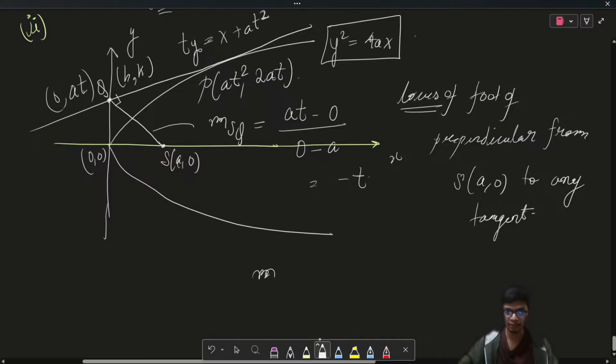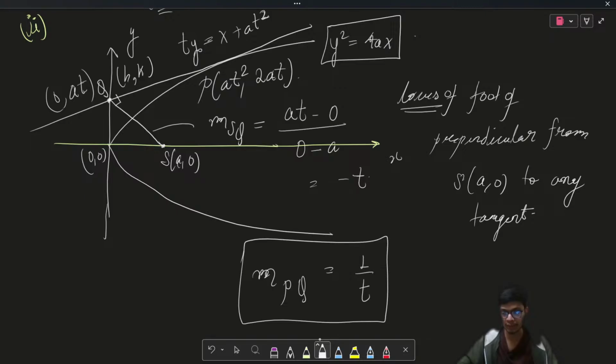In the similar manner, the slope of the tangent, that is PQ, since it is a perpendicular line, is going to be equal to 1 upon t. So the slope of the tangent at point P is given as 1 upon t. Now in this form we can definitely say that since SQ is perpendicular, and we already know that at any given point of a parabola the slope of the tangent is always 1 upon t, right?